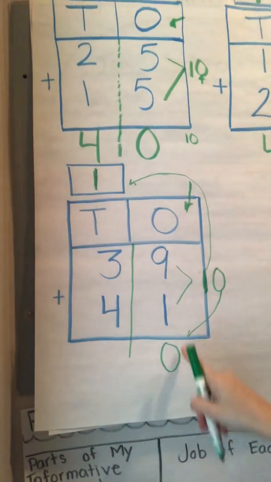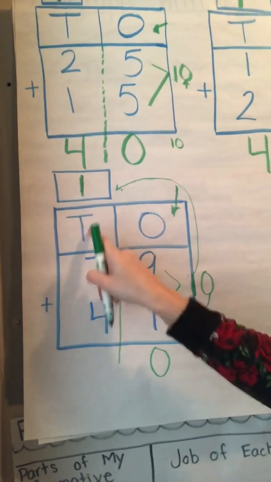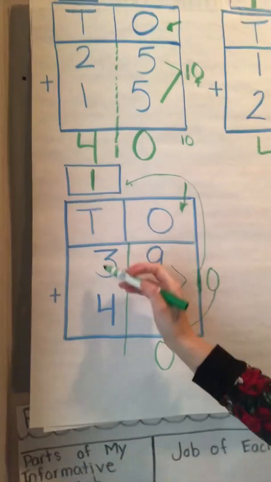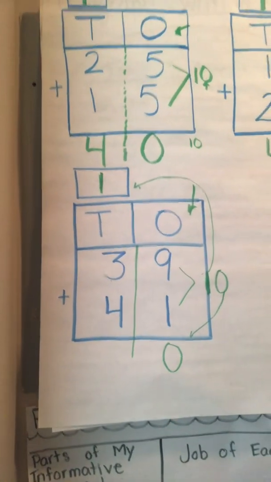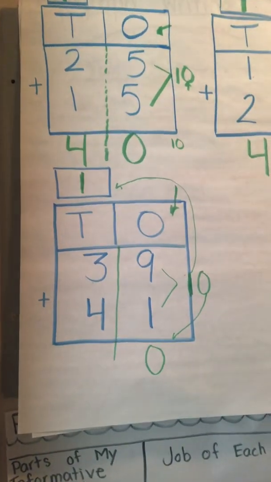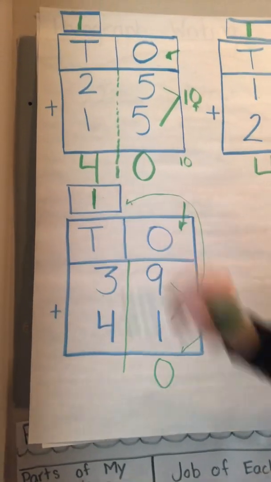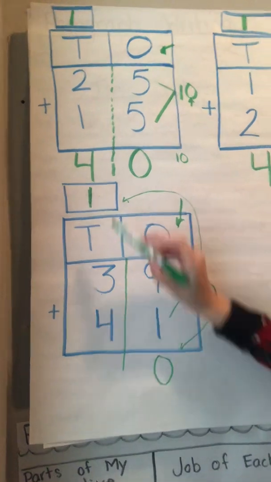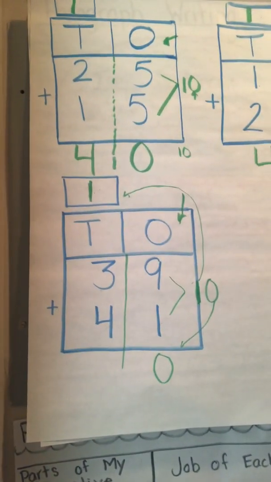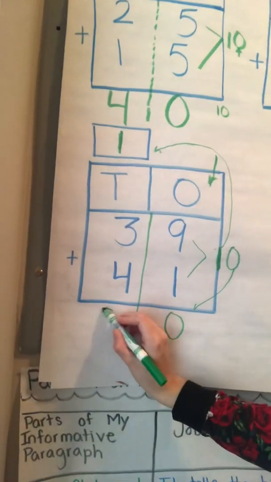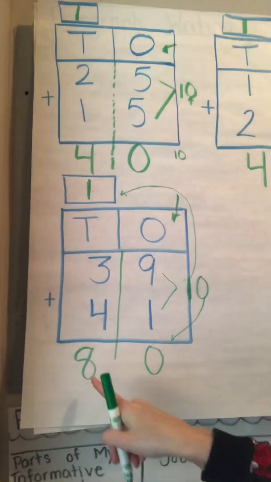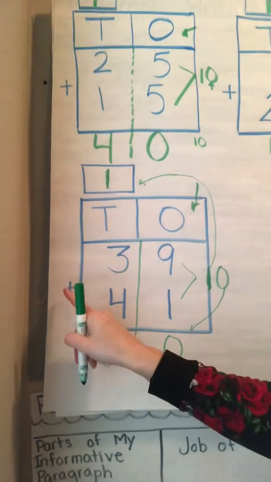Now since we added our ones place, we jump over to our tens side. So we have 3 plus 4. Right, 7, but again we have that 1 more up top. So 7 plus our 1 more 10 is, right, 8. So our answer is 80. 39 plus 41 equals 80.